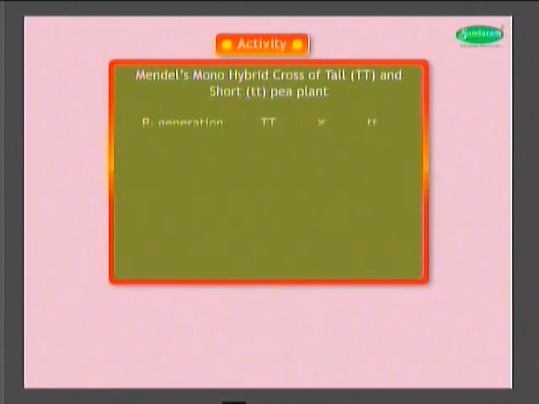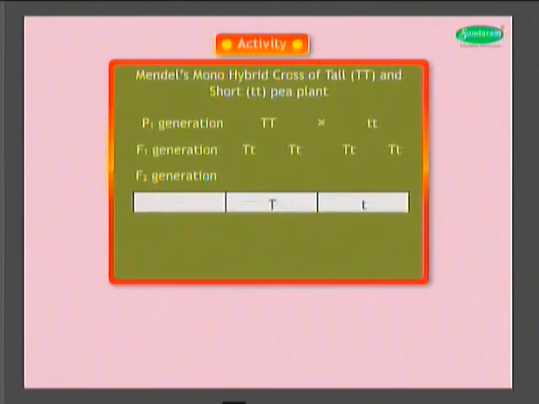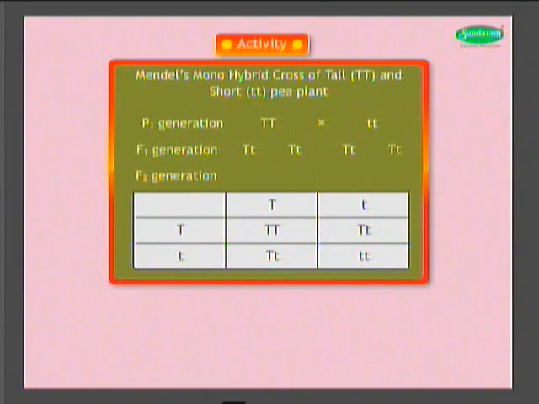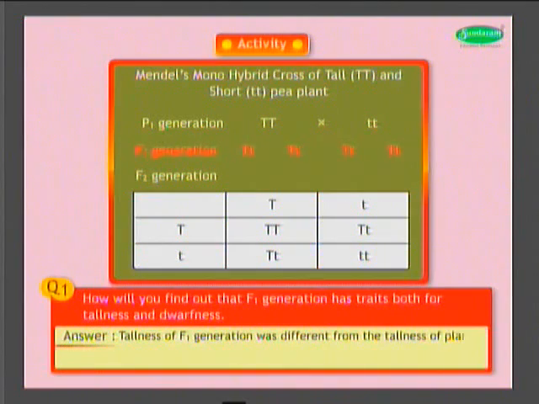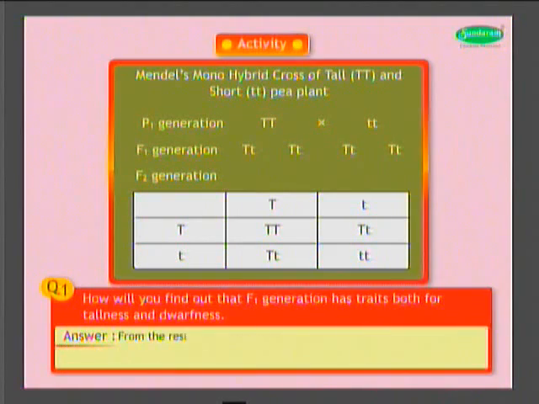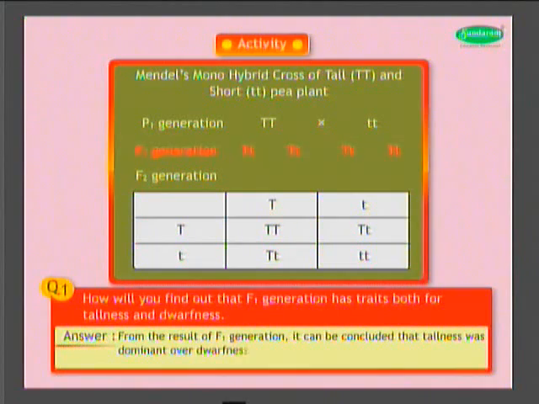With the help of a table, show Mendel's monohybrid cross of tall TT and short tt pea plant. Mendel's monohybrid cross of tall TT and short tt pea plant is shown in this way. How will you find out that the F1 generation has traits both for tallness and dwarfness? Answer: plants of the F1 generation were tall. Tallness of the F1 generation was different from the tallness of plants of the P1 generation, as the F1 generation plants had dwarf parents. From the result of the F1 generation, it can be concluded that tallness was dominant over dwarfness, but had traits of both tallness and dwarfness.